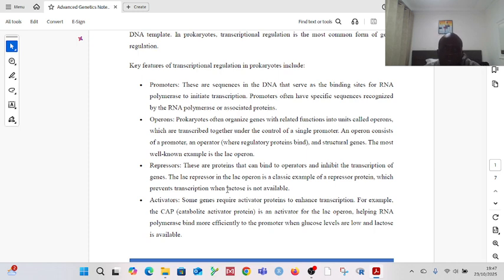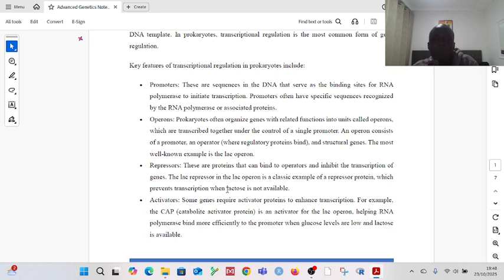The other component or feature that is vital in the transcriptional regulation of prokaryotes is the activator. An activator does the opposite of a repressor. While a repressor inhibits transcription, an activator enhances transcription. Within the prokaryotes, there are some genes that will require an activator protein.